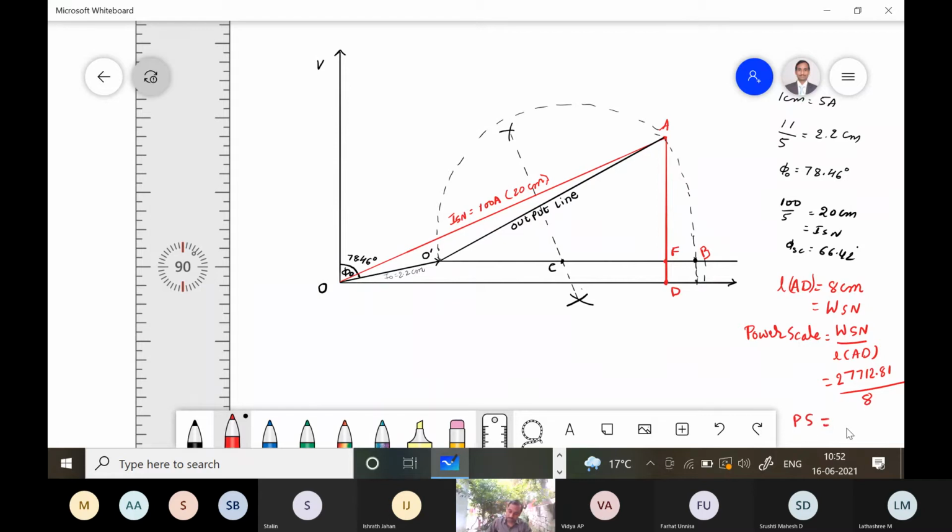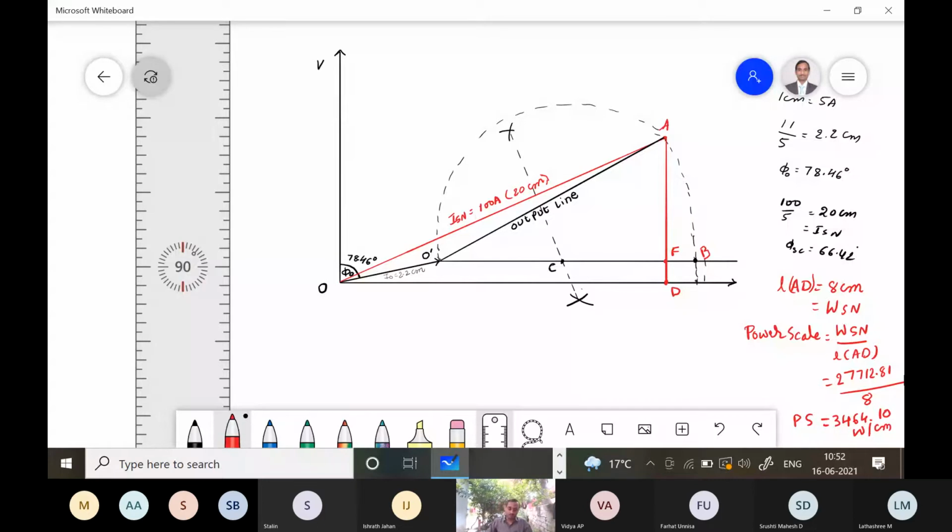So calculate the power scale. How much is it? 3,464.101. Okay, that is watt per centimeter. So per centimeter, the power is 3464.10 watts.